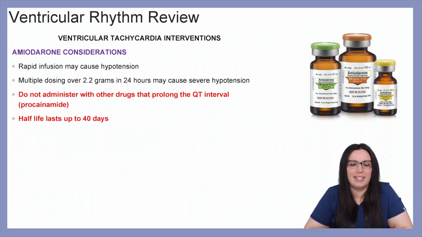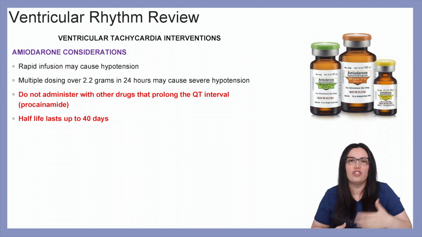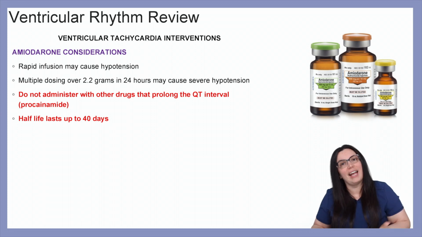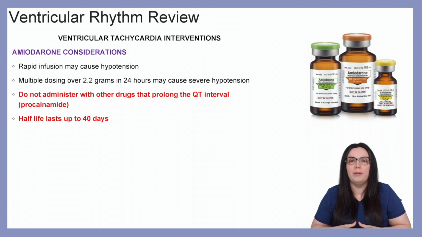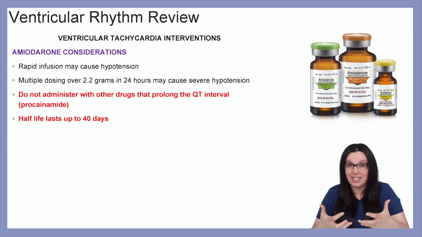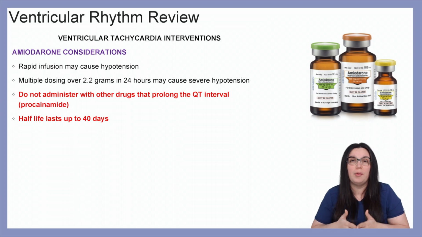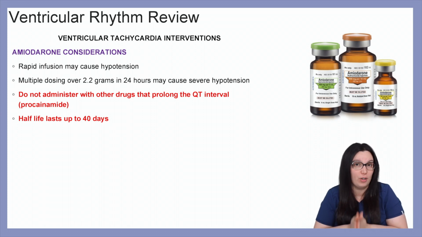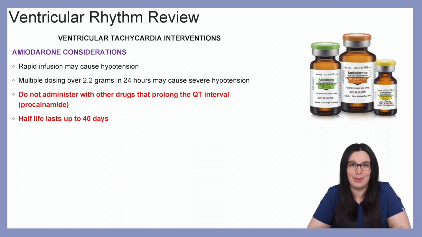So amiodarone considerations, rapid infusions can actually cause hypotension. So that's why we have to have sufficient monitoring. Multiple dosing over that 2.2 grams in 24 hours may actually increase that severe hypotension, which is why we really want to limit it. We do not want to administer with other drugs that can prolong the QT interval because this drug will also prolong it. And the half-life of this will last up to 40 days, which is why we want to be making sure that we monitor them appropriately when we're administering amiodarone.